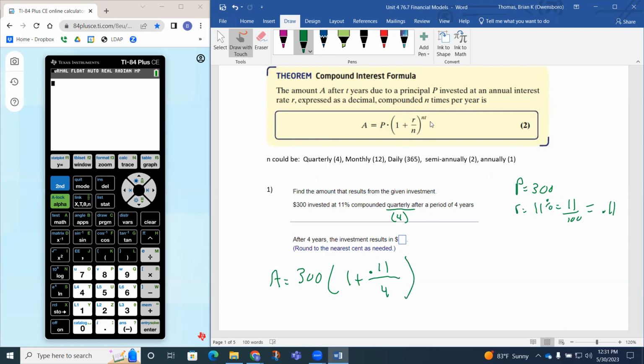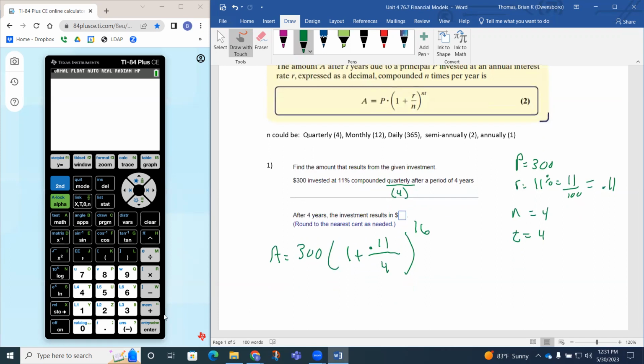And then we have NT. That means 4 times the time period, which is 4 years. So N was 4, and T is also 4. So 4 times 4 would actually be 16.